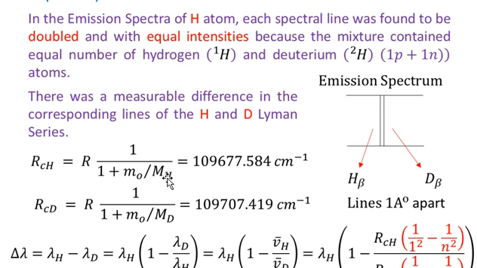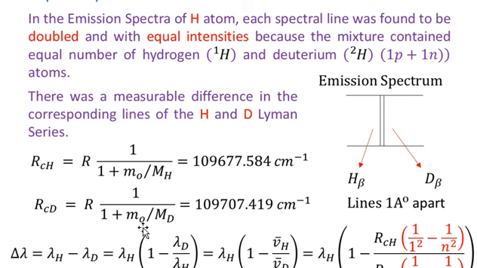And m_H is the mass of the hydrogen atom, and its value is 109677.584 centimeter inverse. And the second line contains R_CD, which is the corrected value of R for the deuterium atom. This will be equal to R times 1 over 1 plus m_e over m_D, where m_D is the mass of the deuterium containing 1 proton and 1 neutron.